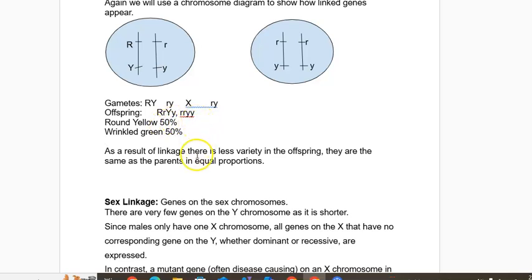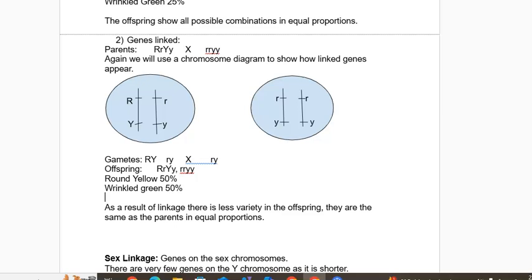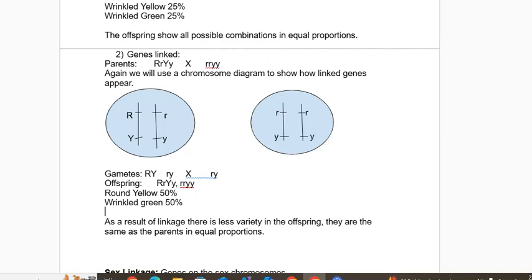So we notice that as a result of the linkage, there is less variety in the offspring, as opposed to having four different types of offspring. We now only have 2 different types of offspring. And if you go back, just up a little bit here, they are the same as the parents. Now, it's important to note that this is the only type of cross you can be asked about in gene linkage, where one parent is heterozygous, the other is homozygous recessive. So, for example, the cross in the other video where both parents are heterozygous, you cannot be asked that in gene linkage. Okay, this is the only type you need to know.